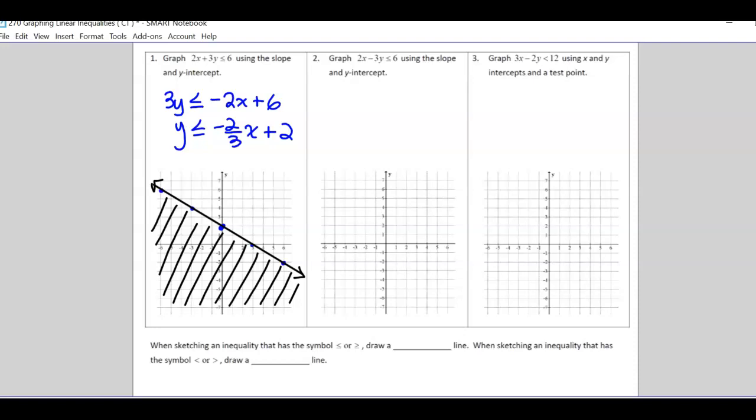If I put 0 in for x and 0 in for y, that adds to 0. So 0 less than or equal to 6. There is. So that region where 0, 0 is what I'm going to change in.